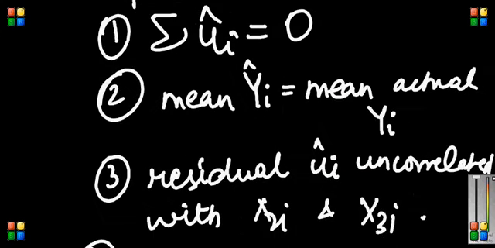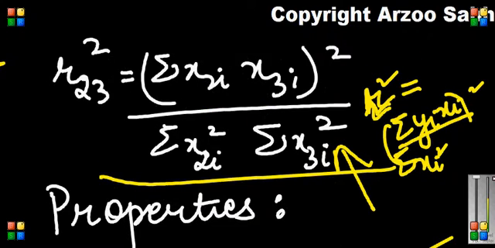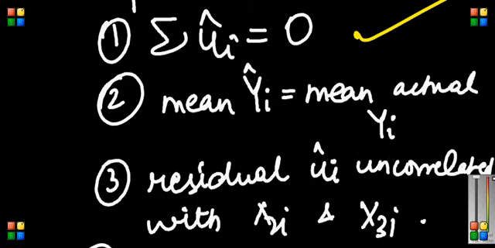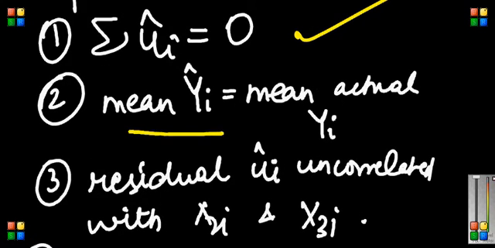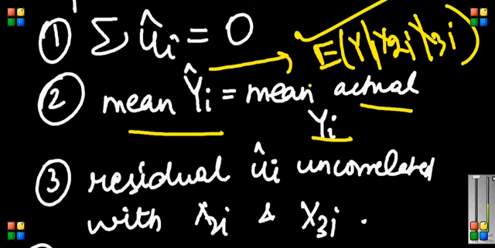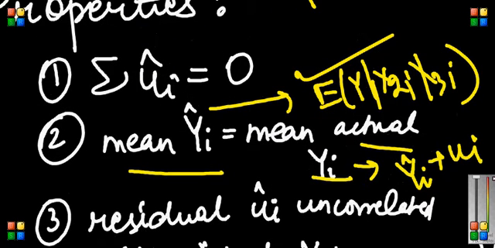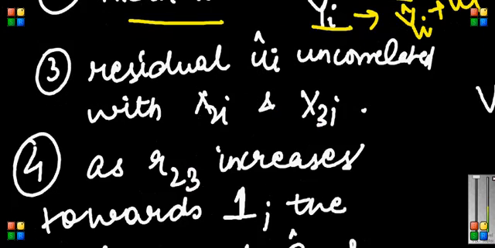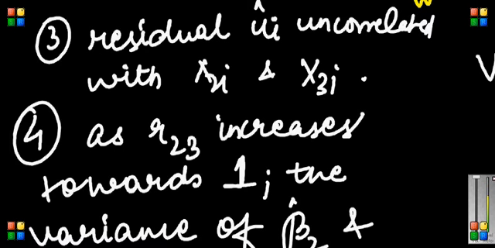So the properties are that summation ui hat has to be equal to 0, right? So the mean of yi hat is equal to the mean of actual yi. You should remember that yi hat is only the estimated value of E of y given x2i, x3i, whereas the actual yi is yi hat plus ui, and obviously the mean has to be equal. So we have done all these properties for the classical linear regression model, 2 variable case. I'm just extending the same properties to the classical linear regression model of 3 variable case. So the residual ui hat is uncorrelated with x2i and x3i.